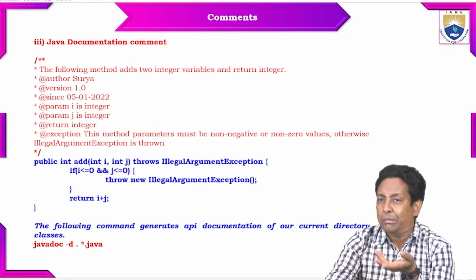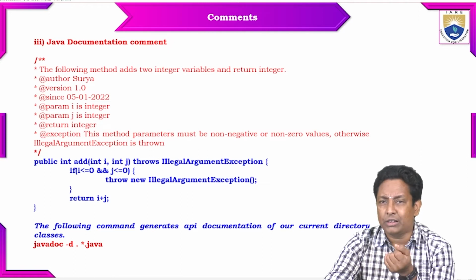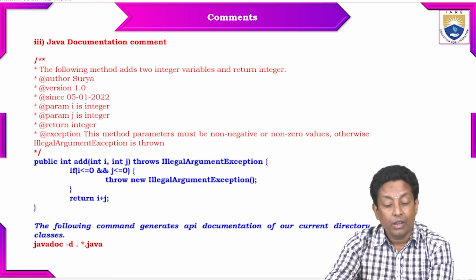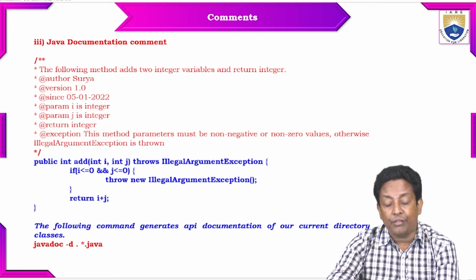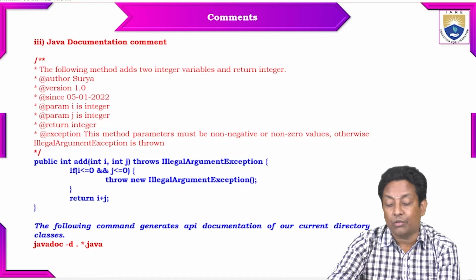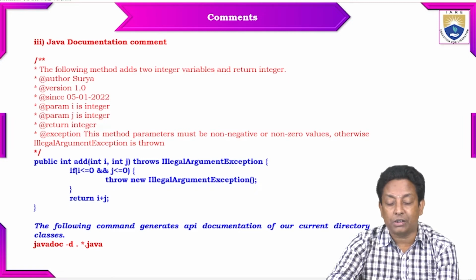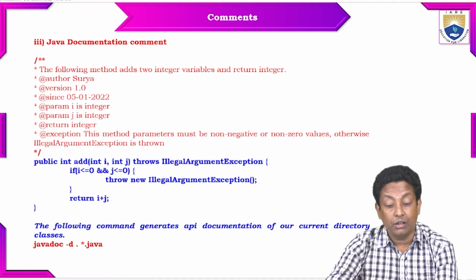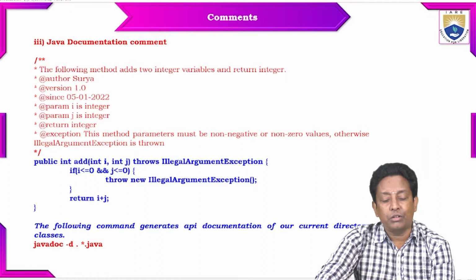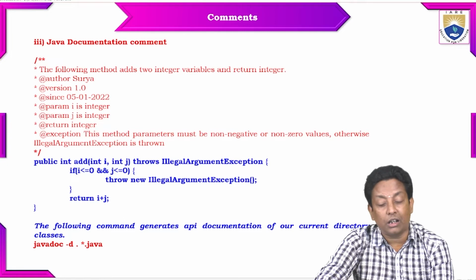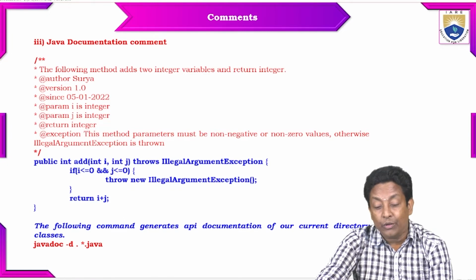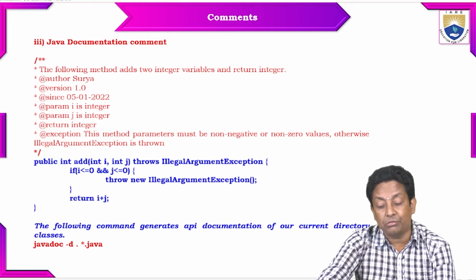Actually, for invalid arguments or illegal arguments, any one kind of exception we can throw, but InvalidArgumentException is not the same as IllegalArgumentException. So if the i and j values are less than or equal to 0, we throw IllegalArgumentException. Otherwise, we simply return i plus j. It's a simple addition operation. But the user who is using the add method wants to know that the two parameters must be non-negative and non-zero values. How do you tell the user that these two method parameters must be non-negative and non-zero values?